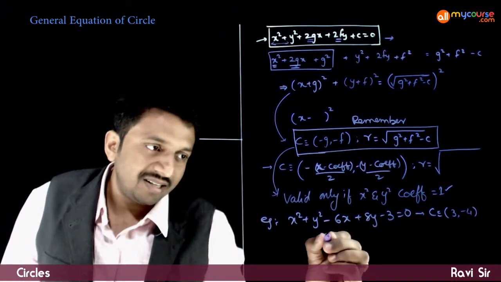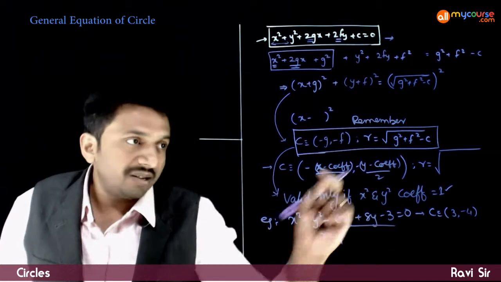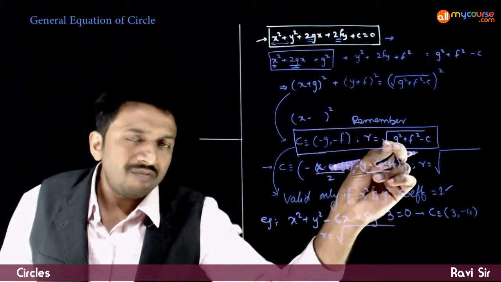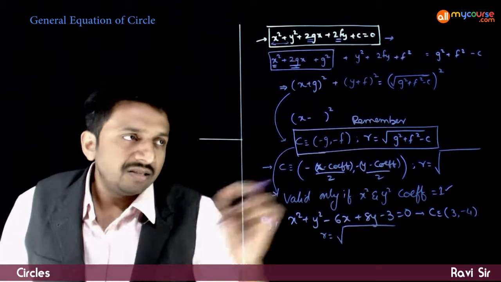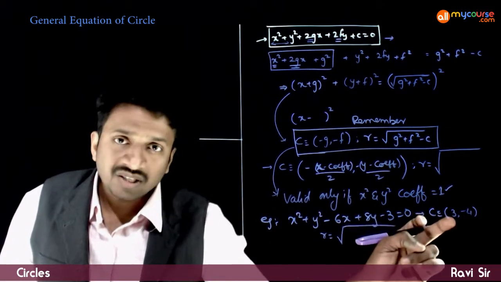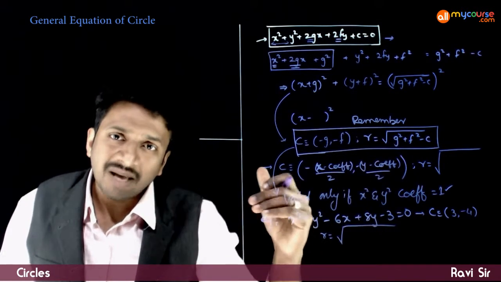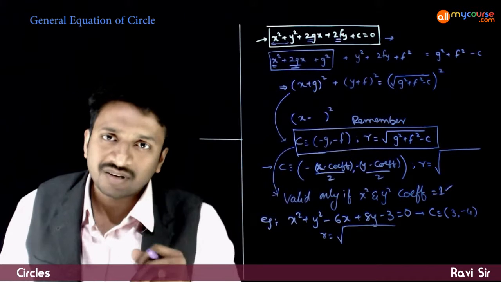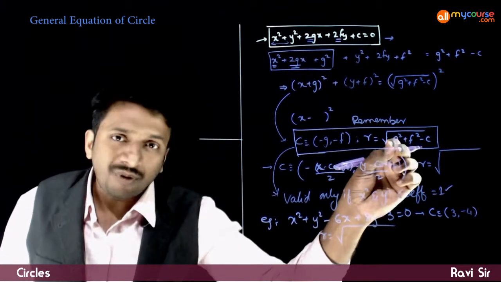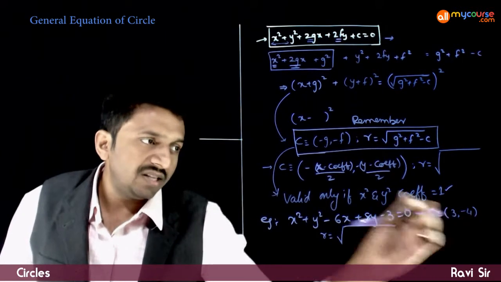And what is the radius? Root of g square. Because you're squaring this, even if you have minus g, it doesn't matter, right? So effectively what you need to do is square these two numbers. So g square plus f square is same as minus g whole square plus minus f whole square. So you don't need to find g and f again. You already have the center, so you just need to square these two terms.